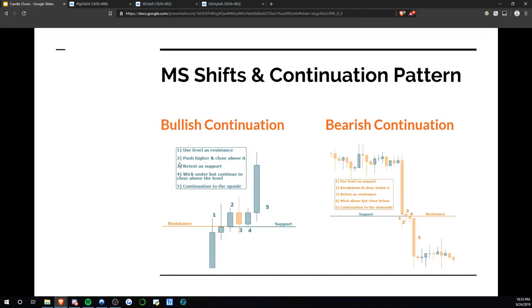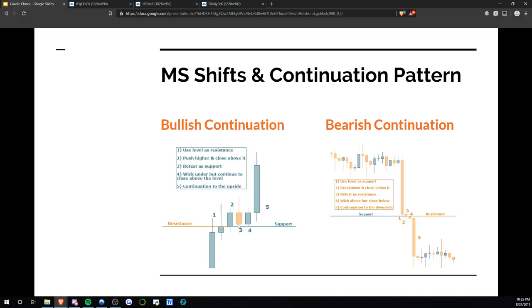Then on this third candle here, number 2, it pushes higher above this resistance level and closes above it. So that shifts market structure right there, because as I said earlier, I marked a high, which is this resistance level. So we broke this high, closed above it, set a higher high, and shifted to bullish market structure.